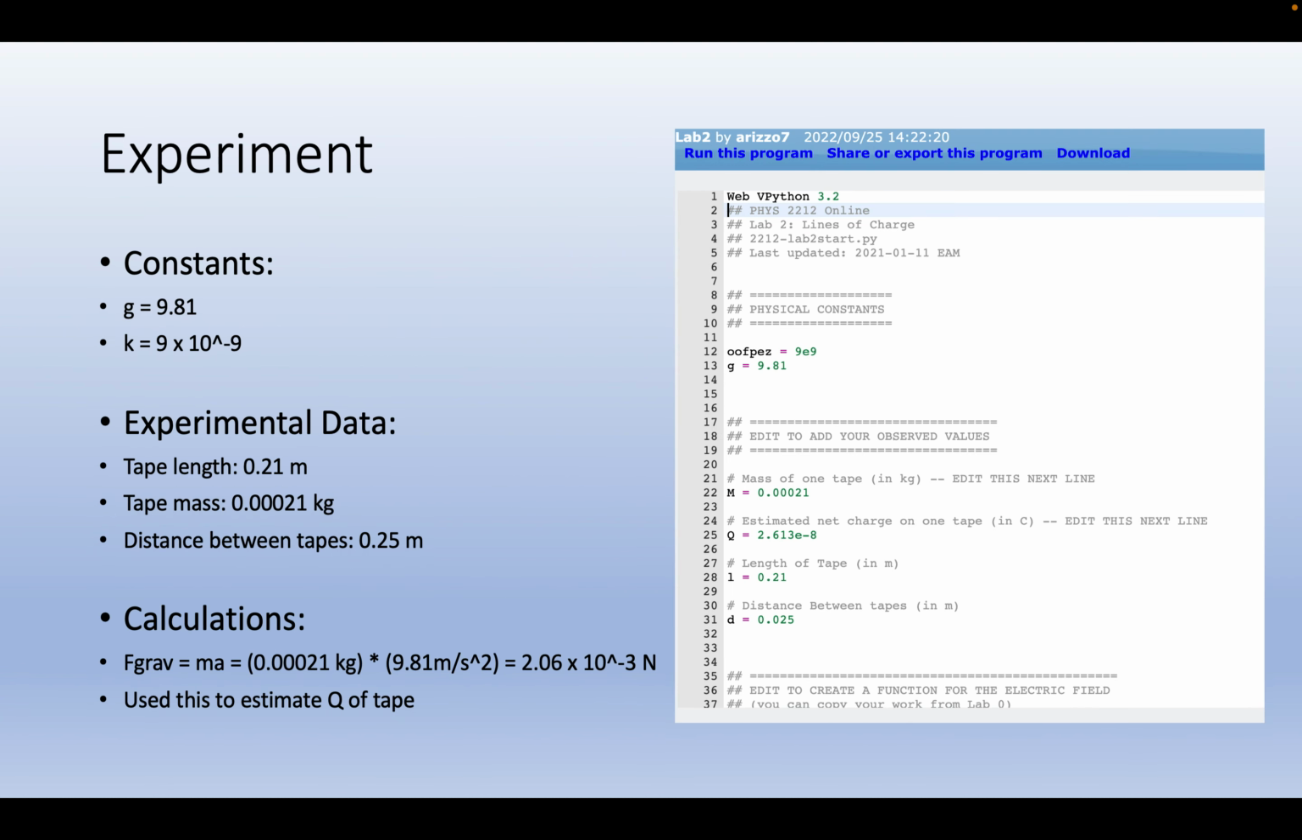So for our experiment, the constants that we're going to need are g, gravity, and Coulomb constant k. The experimental data that we had to collect include the length of the tape, the mass of the tape, and the distance between the two tapes when tape B began to float. Our first calculation is going to be force gravity, which is equal to mass times acceleration, which are both known. And we're going to use this in our model to estimate the charge of the tape. On the right, you can see a snippet of my code where I'm just putting those physical constants in there and the observed values of the experimental data.